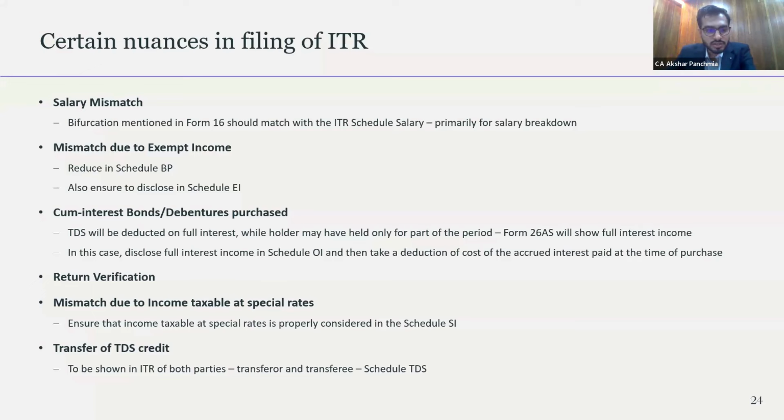What is to be ensured is at the time of disclosure, full interest is to be disclosed in Schedule OI, and then you take a deduction of the cost of the accrued interest which you paid at the time of purchase. Therefore, if 1,000 rupees of interest was received and 800 was accrued interest, then in Schedule OI, first you show 1,000 rupees as your interest, and in your deduction under Section 57, you show another 800 rupees. Therefore, the final income that you are paying tax on is only 200 rupees.